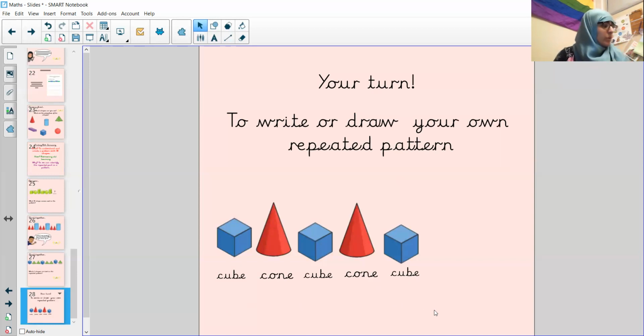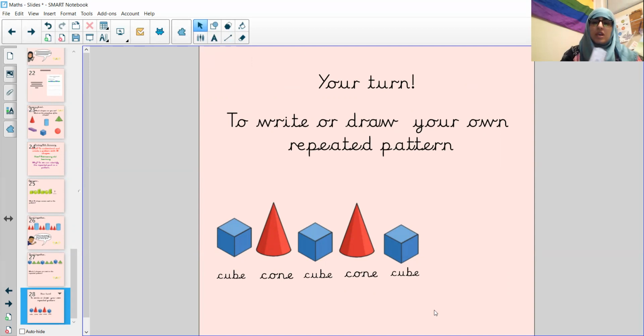Or you can use objects around your house to create a repeated pattern using your knowledge of 3D shapes, because we know that 3D shapes sometimes look like objects around our house. So I've got a tin, and I know this looks very similar to a cylinder, and I've got lots of tins in my house. So I'm going to do a cylinder and a pyramid. Then I'm going to continue my repeated pattern using objects instead.